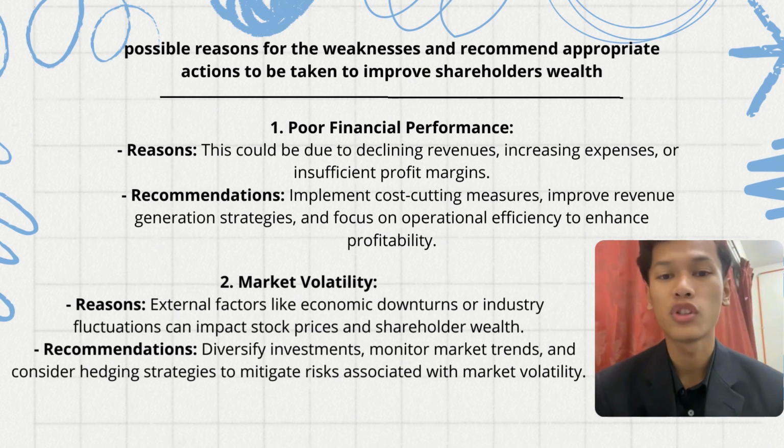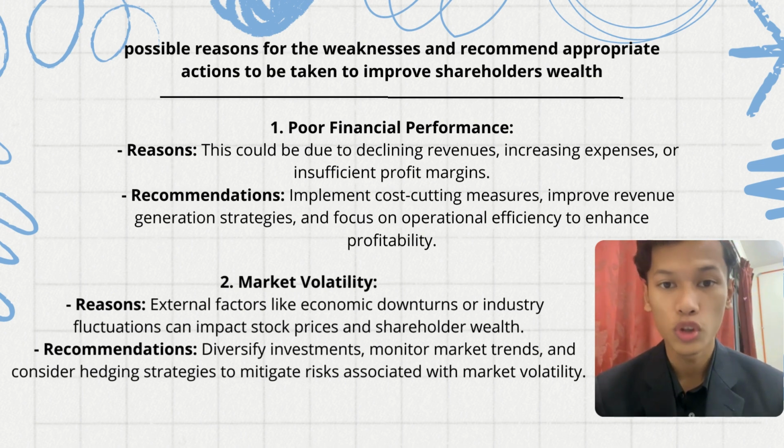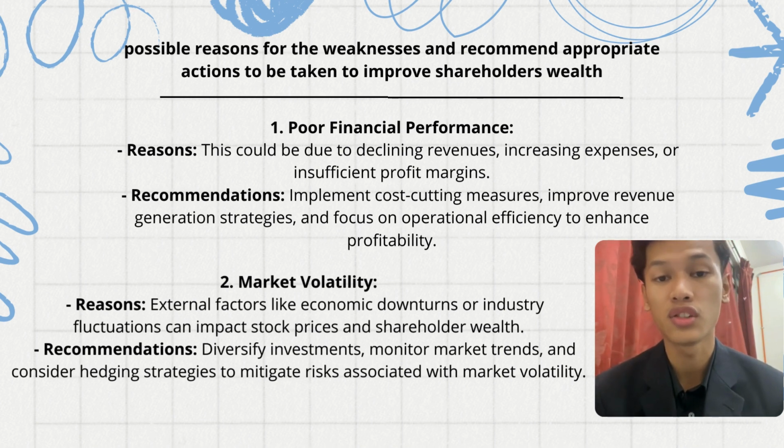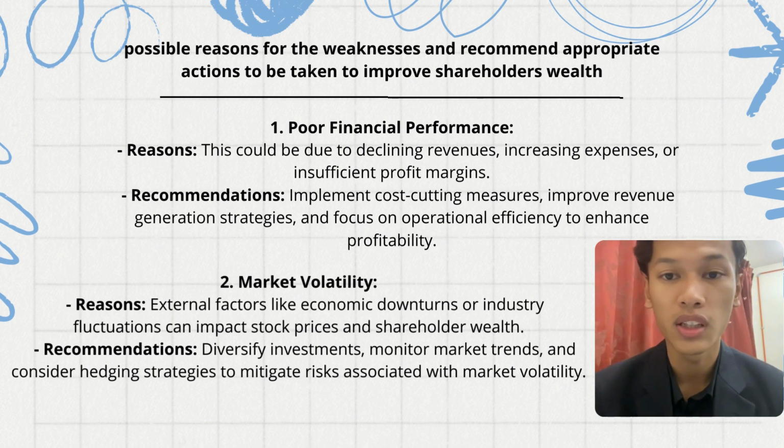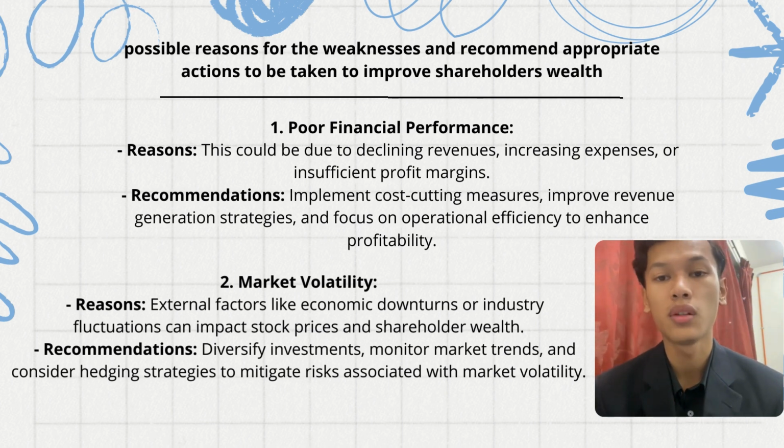So now I want to give possible reasons for the weaknesses and recommend appropriate actions to be taken to improve shareholder wealth. First, subpar financial performance is the cause of the deficiency in shareholder wealth. This could be brought on by a decrease in sales, an increase in cost, or inadequate profit margins. To increase profitability, it is advised that cost-cutting measures be put into place, revenue generating techniques be improved, and operational efficiencies be the main priority.